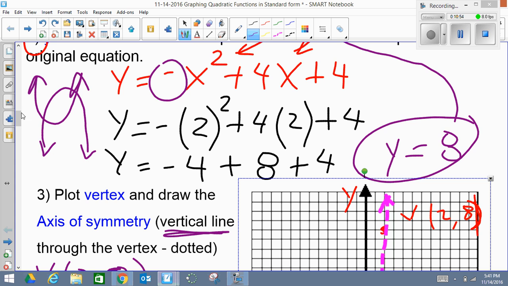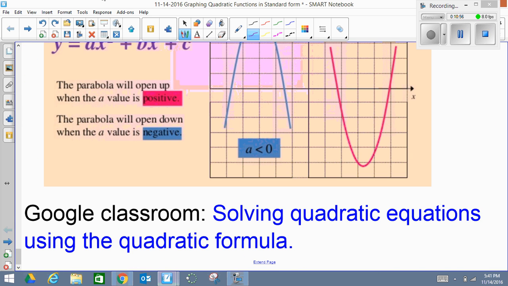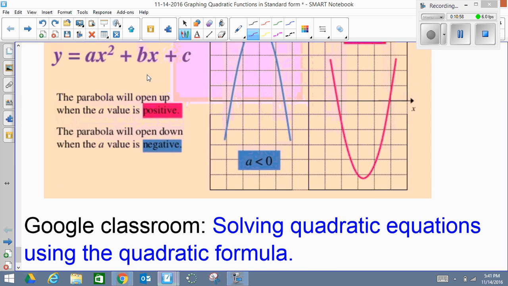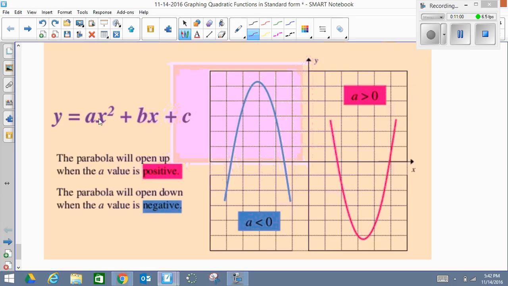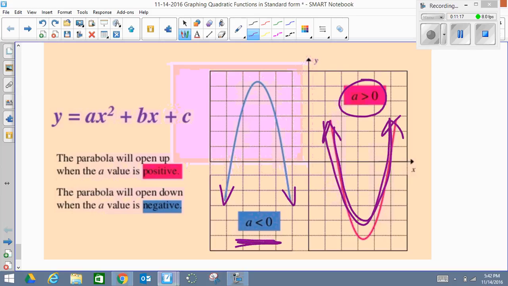Okay, and I think I have a note right here at the bottom with that. Let me see if I still have it. There we go, I still have it right here. So the parabola will open up when the a value is positive. I need to put arrows at the end. When the a is negative, less than 0, then the parabola is going to open down.